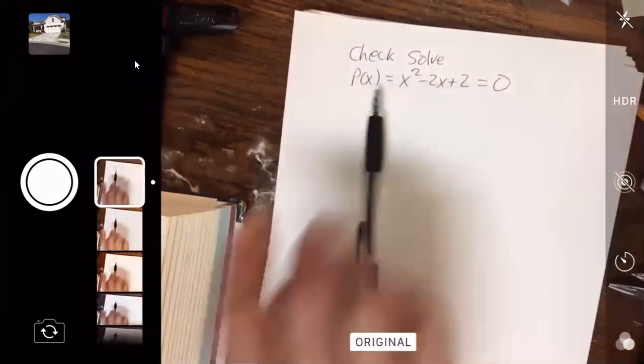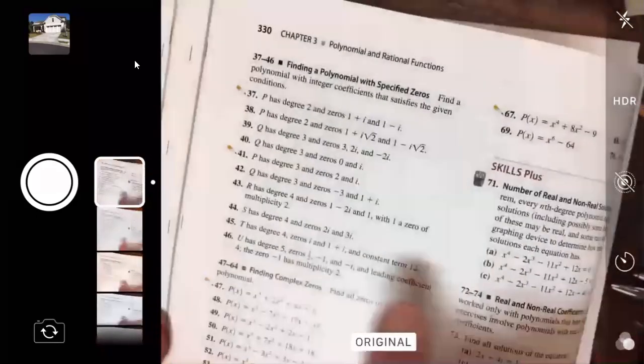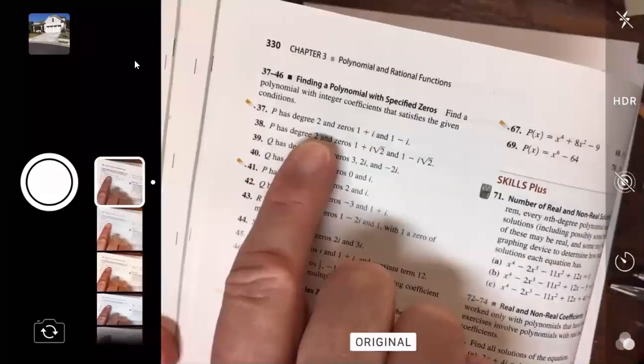Okay. Basically, I was working problem 37, which is basically the reverse problem. Find a polynomial degree 2, and it's got these zeros.